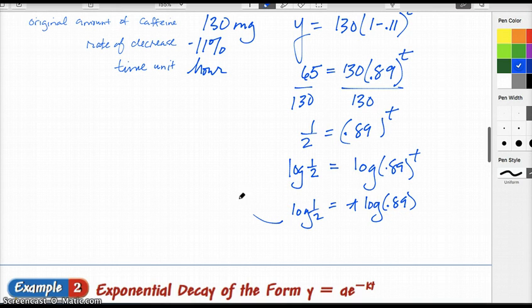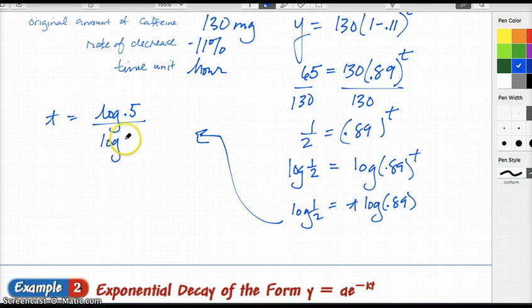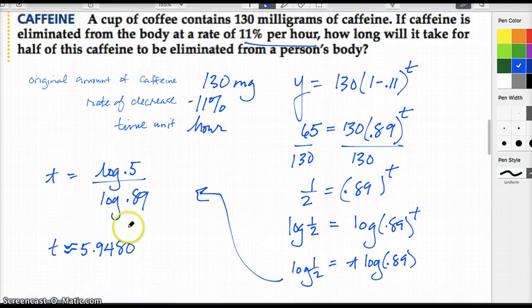So then let me draw an arrow over here. Then what happens is I get that t, follow me now, is equal to log of 1/2. I'll put 0.5 just to make it look like a normal non-complicated fraction, divided by the common log of 0.89. And this is going to take calculator work. You're going to plug it into your calculator and you'll get something like this, approximately 5.9480, or approximately 6 hours. About 6 hours it takes for that caffeine to decrease by half.